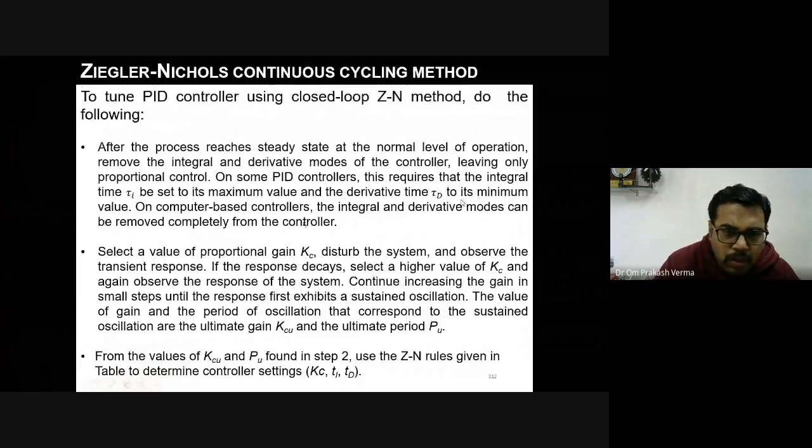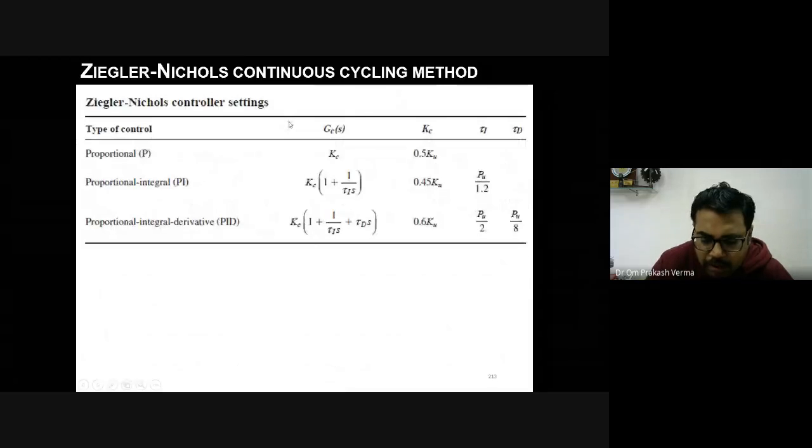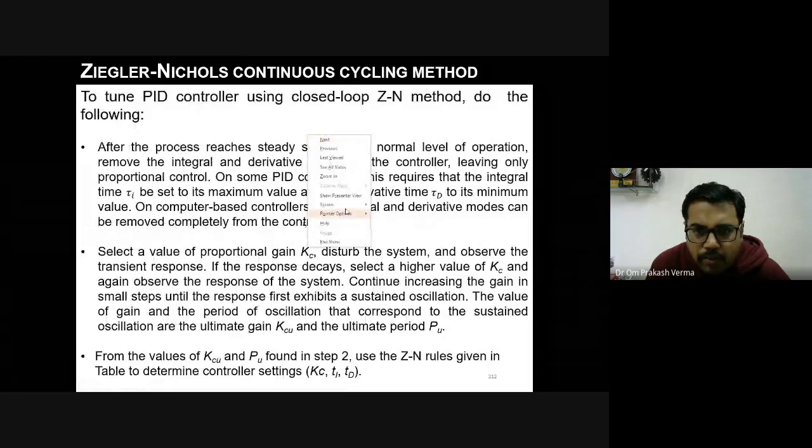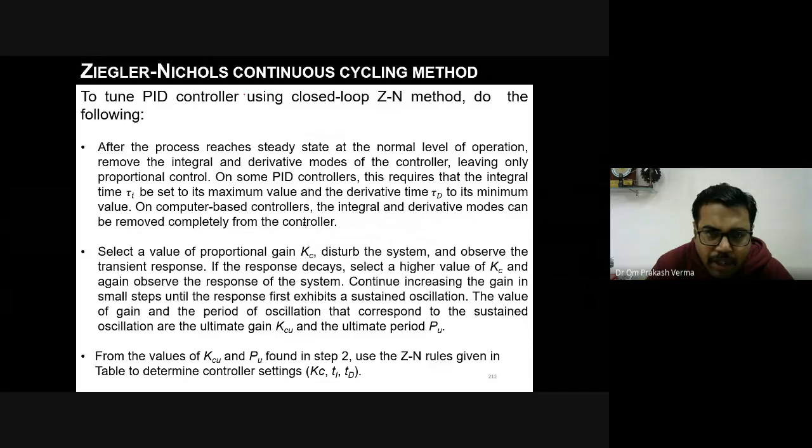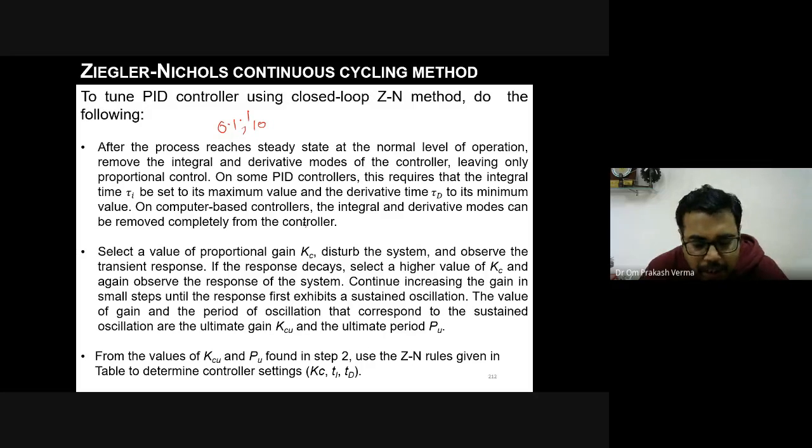So now we are going to vary the value of Kc from 0.1 to 100. How will we do it? First of all we set it at 0.1 and see the response. Then we increase it to 1, then see the response. Then 10, then see the response. Just see the response you got. Keep changing it like this.